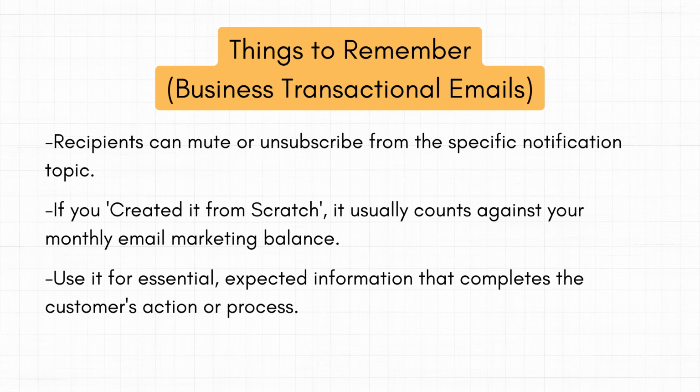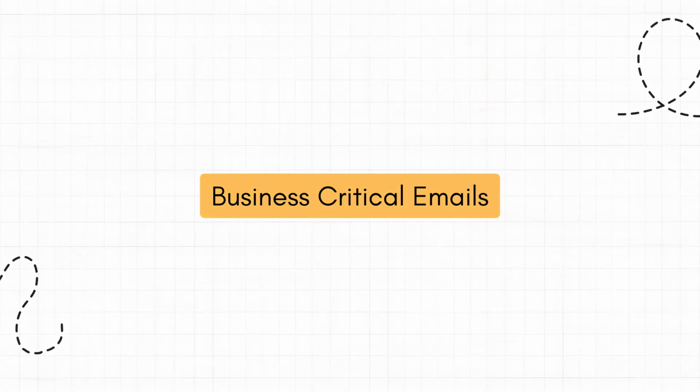So when should you use it? Use it for essential, expected information that completes the customer's action or process. This is the most common type for automated confirmations. And lastly, let's talk about business critical emails.